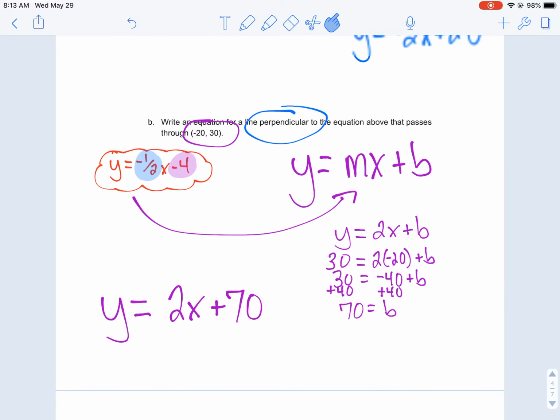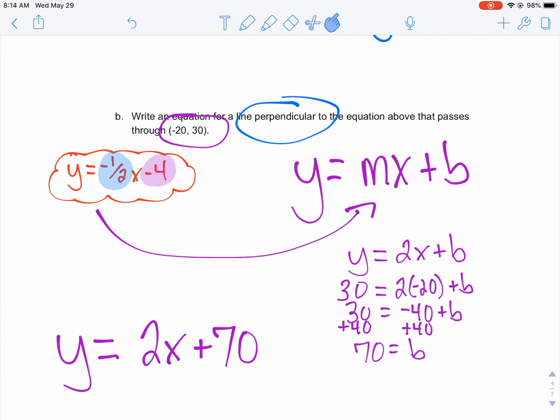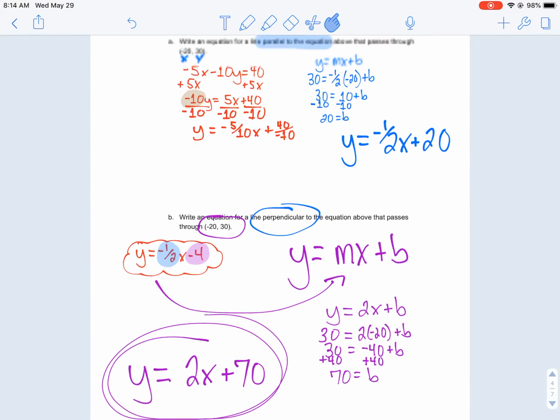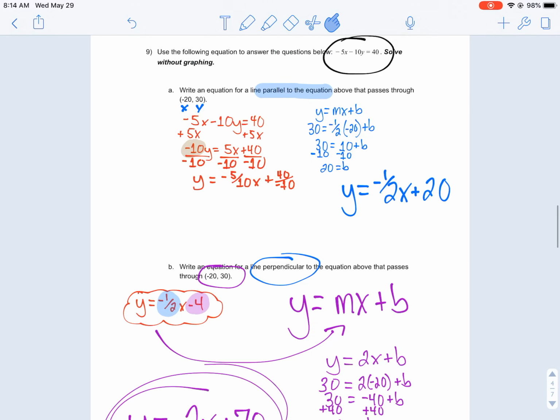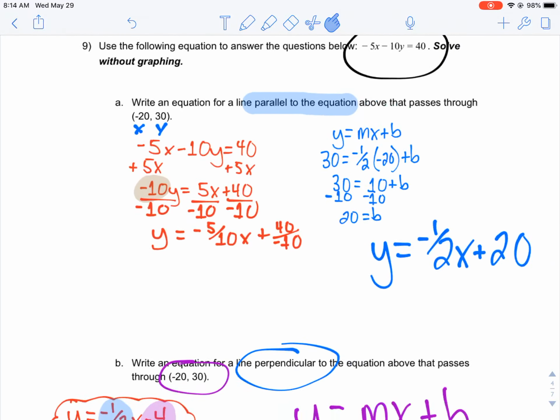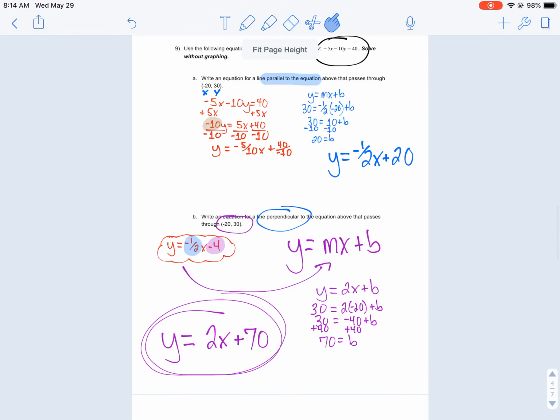You can see why we use algebra for this, because if you're looking at my final answers, I would not want to graph 2x plus 70. Negative 1/2 x plus 20 is a little bit easier, but that's why we use algebra, especially when we have points like negative 20 and positive 30. We don't have to draw these huge graphs. We can just figure it out using basic algebra. Hopefully this helps you with example 9.